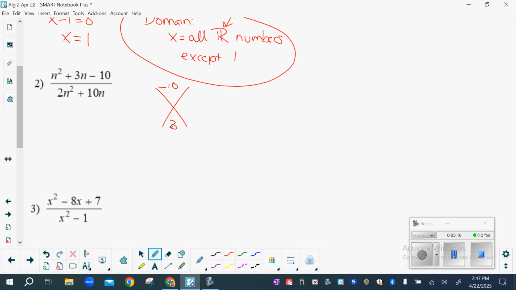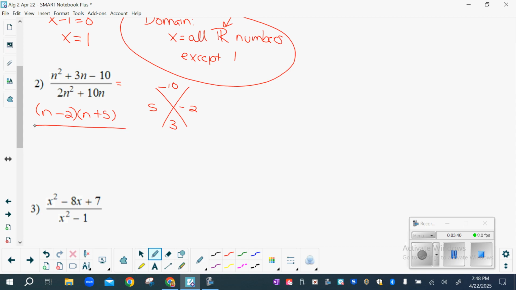What multiplies to negative 10 that adds to 3? 5 and negative 2. Yep. So this factors to, I'm going to put an equals here, this group here. Tell me what the factors are. n minus 2 and n plus 5. Good. So now I want to factor my denominator.